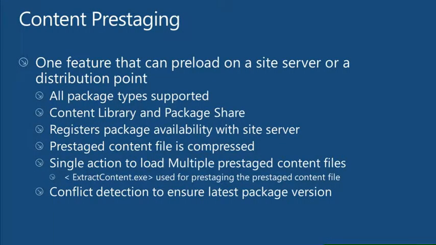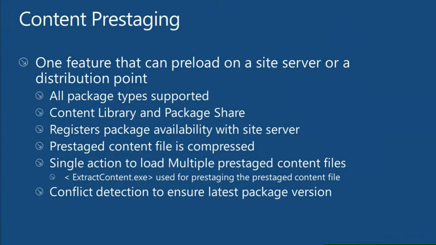We also compress the file. So when we create this file, we compress it, so that when you're transferring it between sites, or if you want to put it on a DVD or a hard drive, you're not taking the full size of the files. It's actually compressed pretty close to the compression we use for the site-to-site packages. And then on every distribution point, we copy this extract content file. So when you're thinking about pre-staging, it's always enabled for every distribution point.